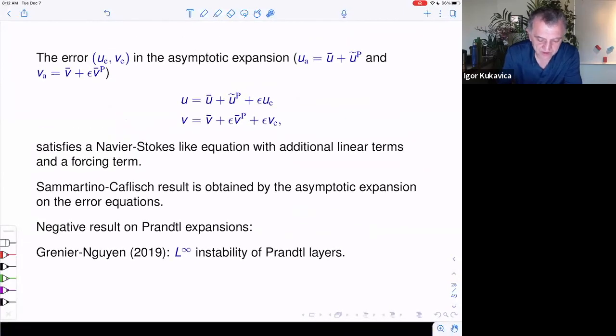Okay, then Sammartino and Caflisch, they wrote the equation for the error. So you write u as a solution of the Euler plus the Prandtl-like term plus the error, and the same for the v. Write the equations, and they're quite messy, but they're kind of Navier-Stokes looking. So they have Navier-Stokes-like terms. They also have linear terms, and they also have some complicated forcing terms.